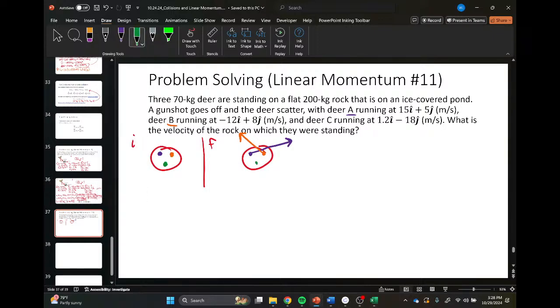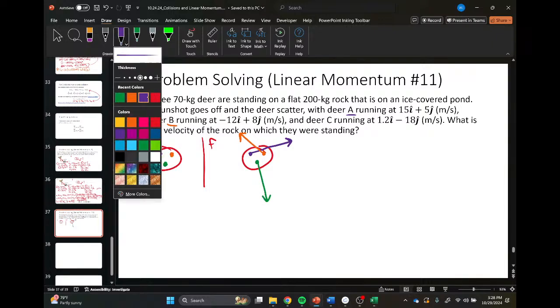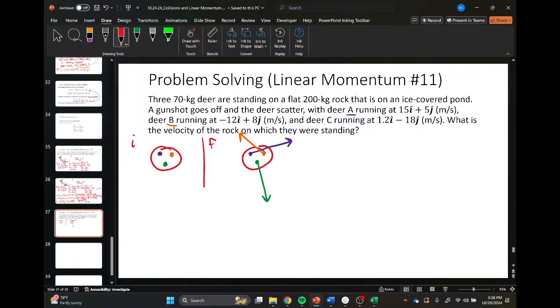And then deer C is going 1.2 to the right and 18 down. There we go. All right. I'm being accurate with my arrows just because this is good practice for you all. It is always good to practice these skills. You're going to draw a lot of vectors in your days ahead because you all have to take physics too. And you're going to draw more vectors if you're a mechanical, aerospace, maybe electrical engineering major. You're going to have to draw a lot more vectors than this.